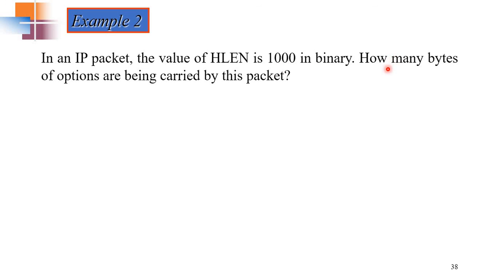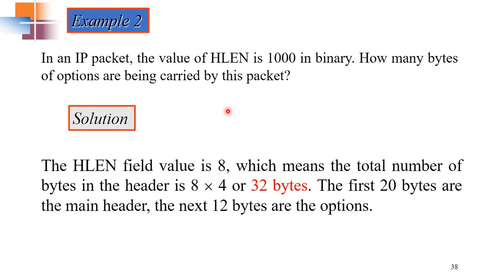Now they are asking how many bytes of options are being carried by these packets. What is the length of the packet we have? The header length field is 8, which means the total number of bytes in the header is 8 into 4, which we can represent as 32 bytes.